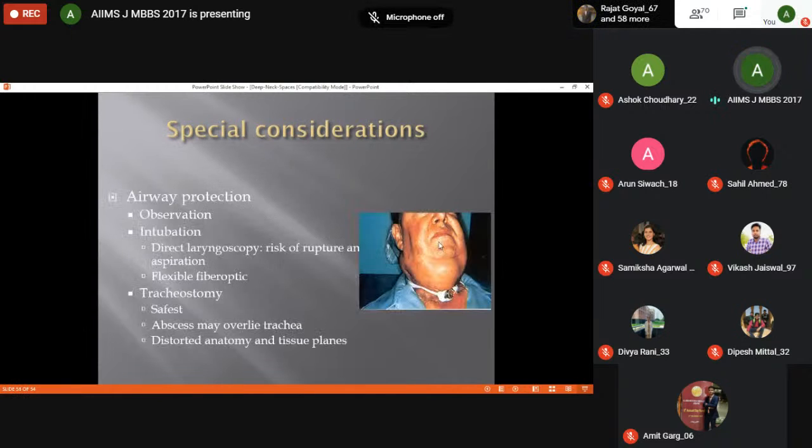So there are special considerations like airway protection. We should do endoscopy or tracheostomy to secure the airway. If possible, do the intubation. If not at all, we should go for tracheostomy as early as possible.